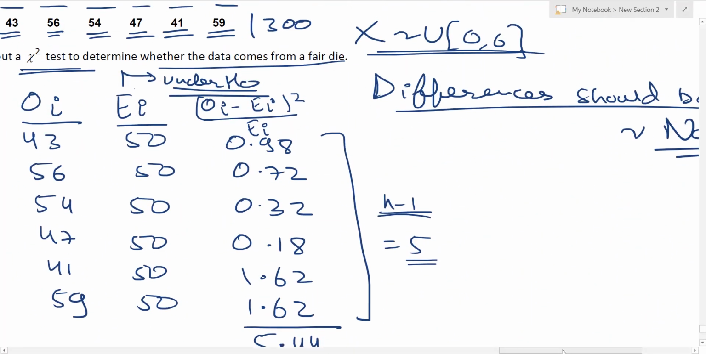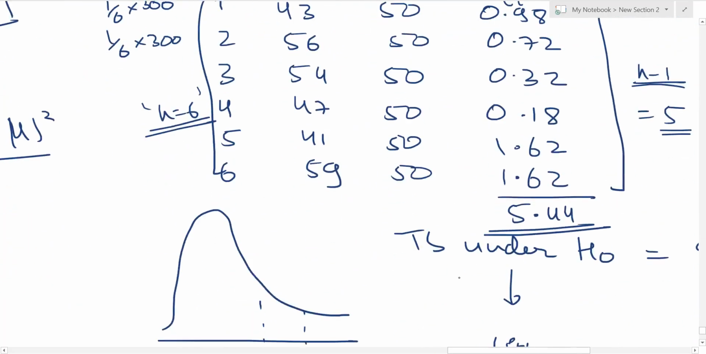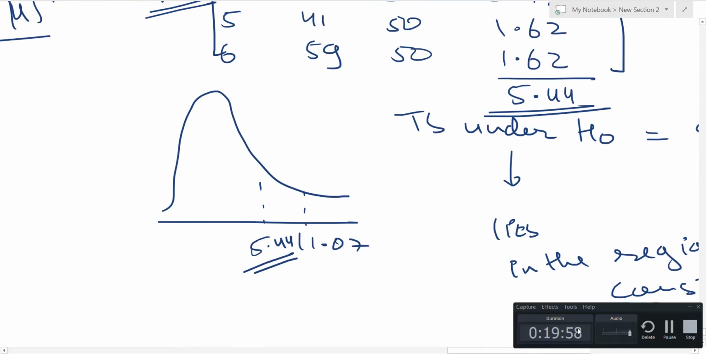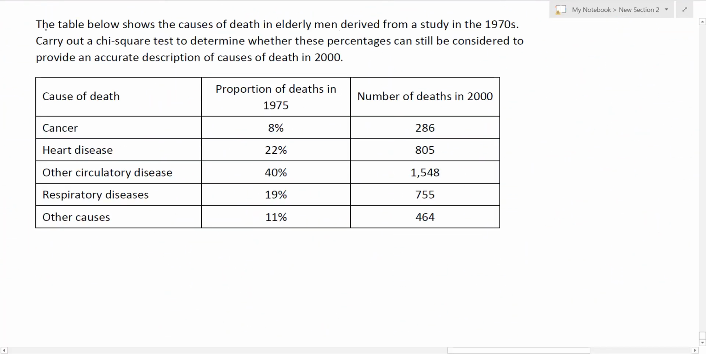I think it should be very clear to you. I've gone into a lot of detail for this one. Let's look at this other question.